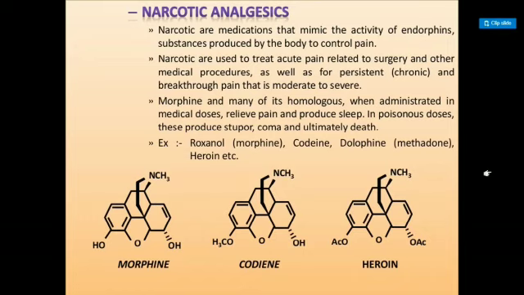Morphine and many of its homologs, when administered in medical doses, relieve pain and produce sleep. But morphine is poisonous, so an excess dose is not used here. It produces stupor, coma, and ultimately death. Heroin, morphine, and codeine are examples of this type of narcotic drugs.